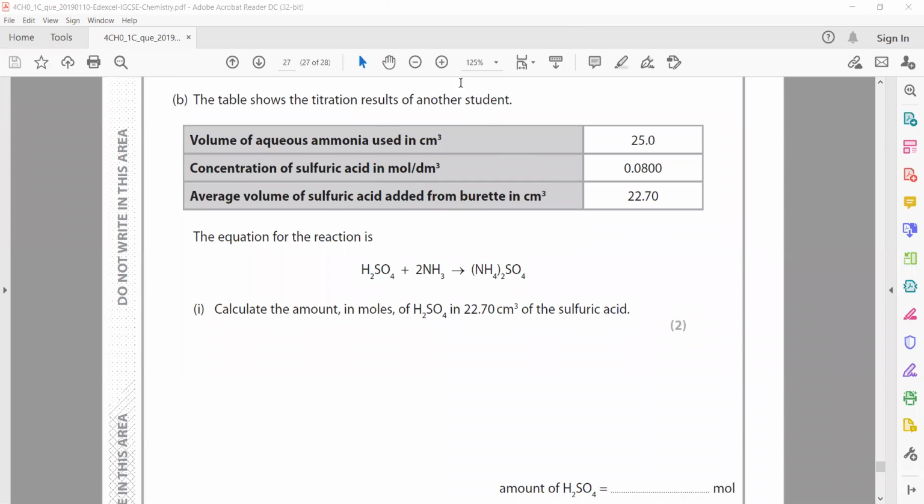Calculate the amount of moles of sulfuric acid in 22.7 cm cube of sulfuric acid. So we have the concentration and we have the volume which we use. So moles equal concentration times volume. 0.08, the volume is 22.7 divided by 1000. So we'll get the moles of sulfuric acid, which will come out as 0.0018.